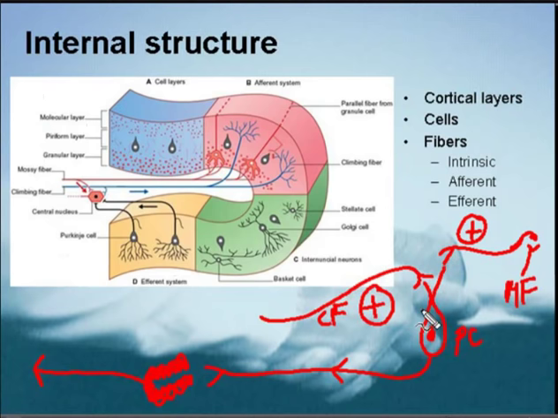But the Purkinje cell itself, when it goes out to the dentate nucleus, actually inhibits the dentate nucleus or any other nucleus amongst the central nuclei. So its impulses are inhibitory.